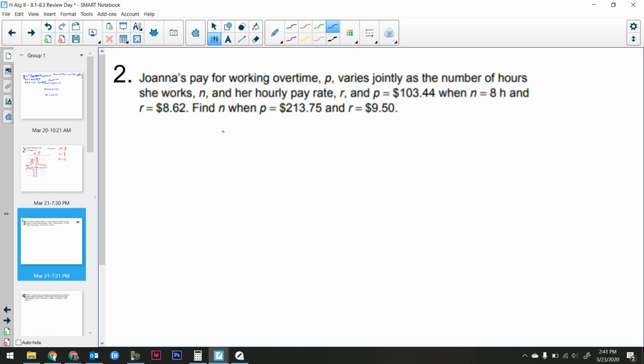All right. Joanna pays for working overtime. Joanna's pay for working overtime, P, varies jointly as the number of hours she works, N, and her hourly pay rate, R. So P is equal to K N R. All multiplication because I'm varying jointly, right? The only time you would ever use division is if I was varying inversely.